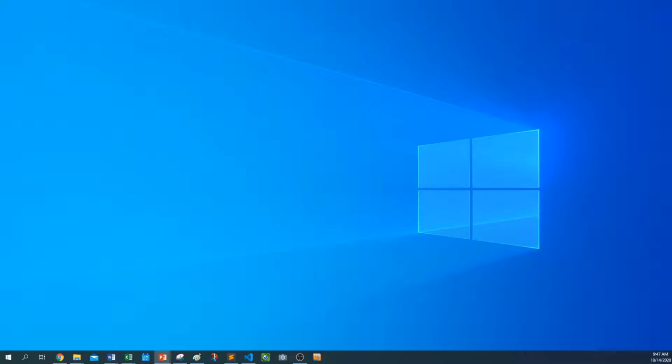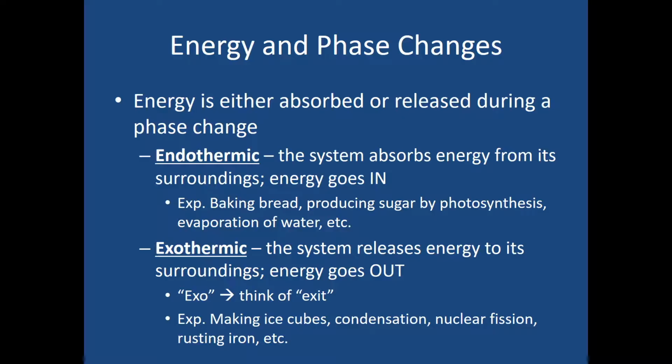Alright, I don't have this on the test. This is more chemistry. But we can characterize heat as either being exothermic or endothermic. Endothermic just means the heat is going into a body, while exothermic means it's leaving the system.